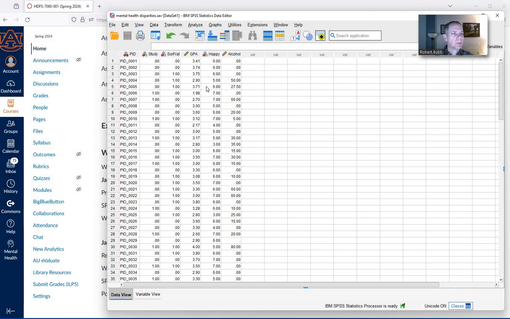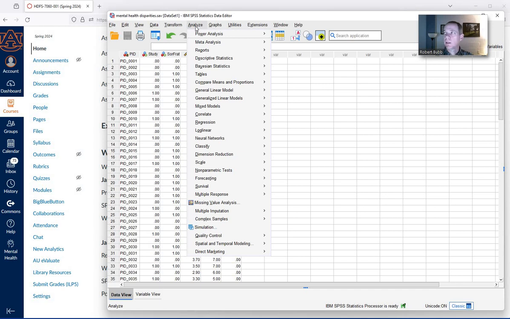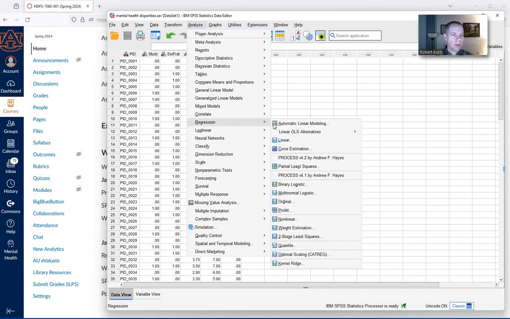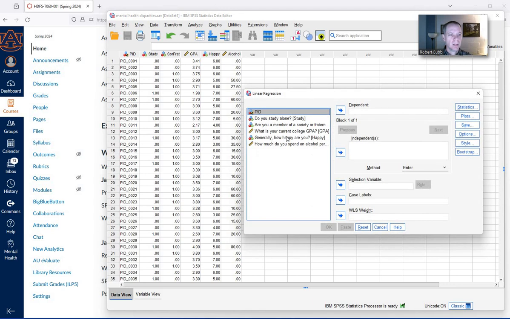All right, so let's go ahead and jump into the analysis. So if we go up to analyze, go down to regression, it's going to be a linear regression. And of course, as we go through this, feel free to pause, right? At any moment, you can always go back and rewind it a little bit. So if I go a little bit too fast, that's okay. All right, you have the power to pause and rewind when it comes to this particular demonstration.